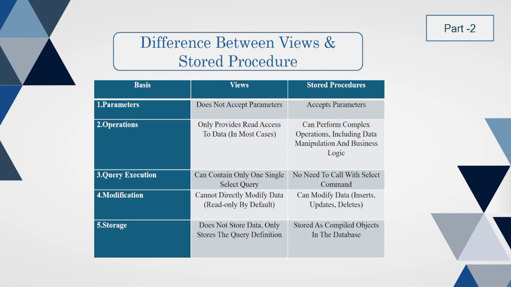So the fourth difference is on the basis of modification. A view cannot directly modify data, it is read only by default. But a stored procedure can modify data with the help of inserts, updates, and deletes. And the last but not the least, the last difference is on the basis of storage. A view does not store data, it only stores the query definition. But a stored procedure is a compiled object in the database.